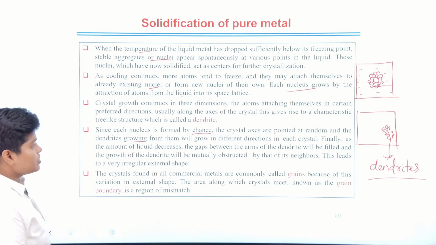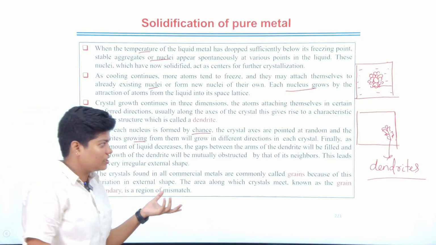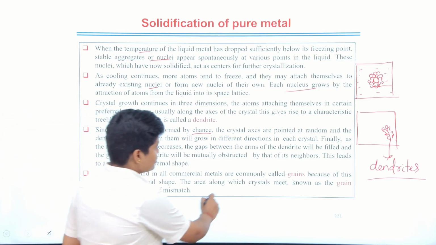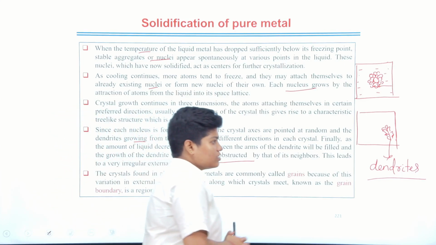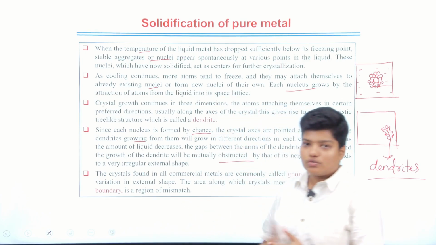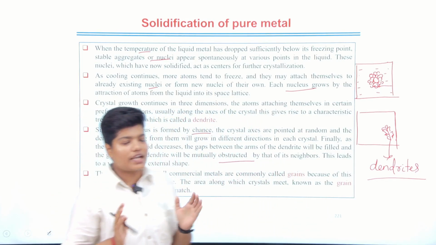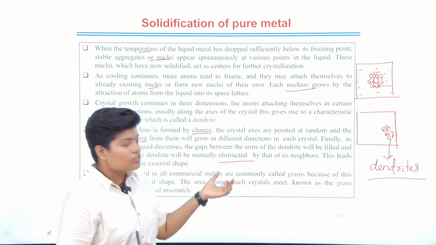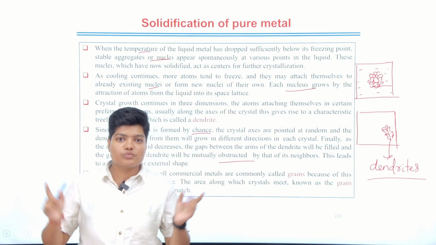So what happens is, there is no specific direction; in different 3D directions dendrites will be formed, and the growth of the dendrite will be obstructed by its neighbor. So we'll get different external shapes of the solids. We'll not get what we imagine. I would like to get some shape like this, but no. Actually, the crystallization occurs in different directions and different crystal axes will go there.